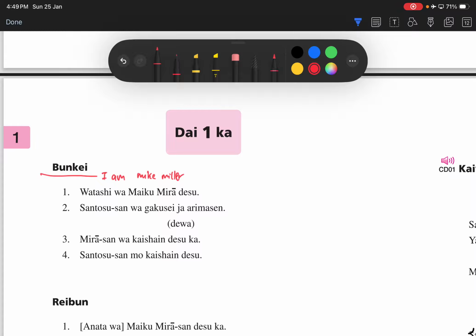Right? So the wa simply tells us the subject. So subject here will be Santo-san, right? Wa is the subject. So Santo-san, 学生じゃありません. So ありません means not. So じゃ is just a connector, no meaning. So じゃありません, it's not. So Santo-san is not a student.